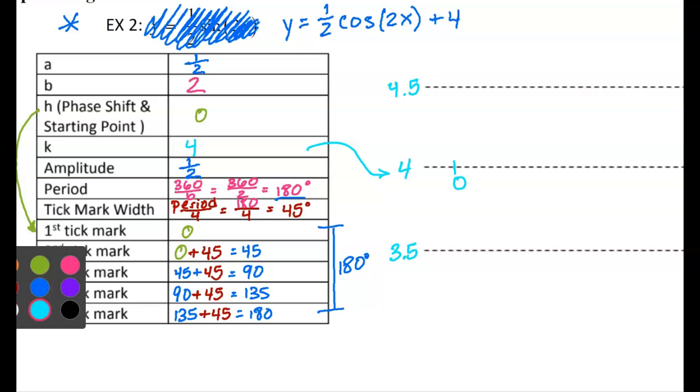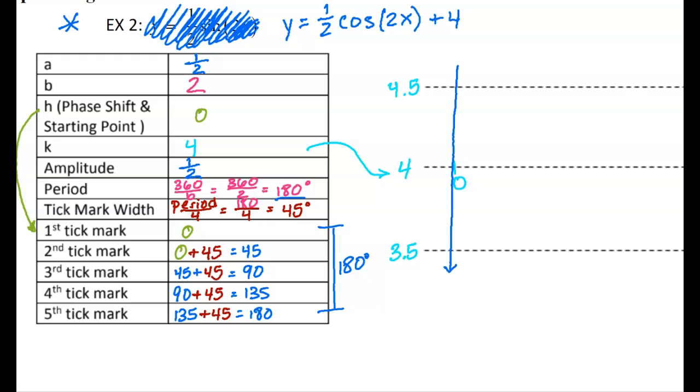And I'm just preemptively going to draw a line for my y-axis. And then I'm going to write down the rest of my tick marks. So I already have the tick mark for 0. Now I'm going to write down the next tick mark, 45. Then the next tick mark, 90. The next tick mark, 135. And the next tick mark, 180.